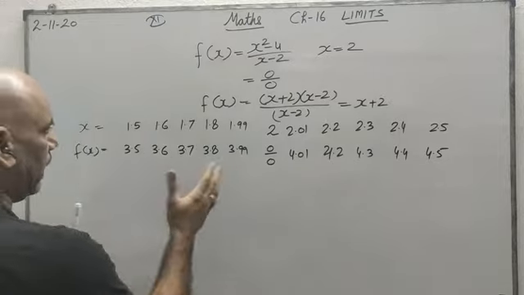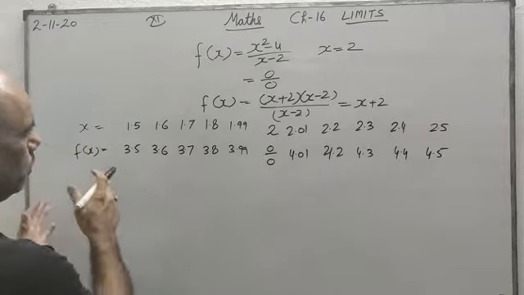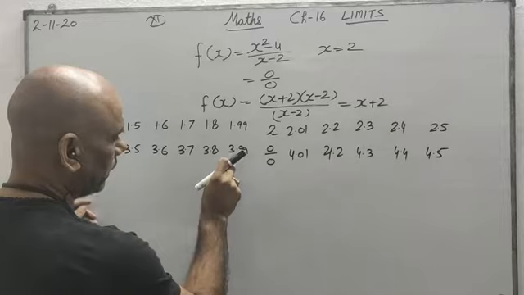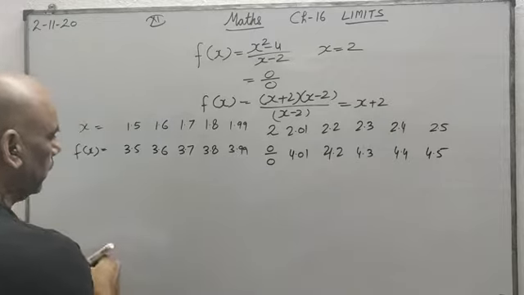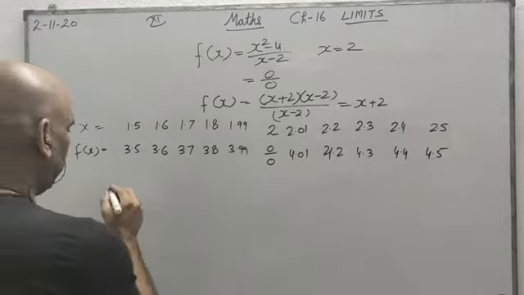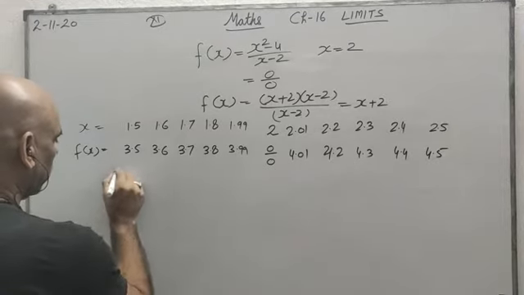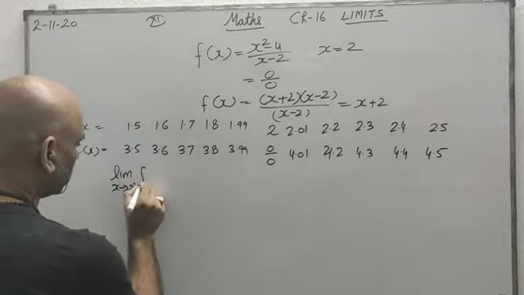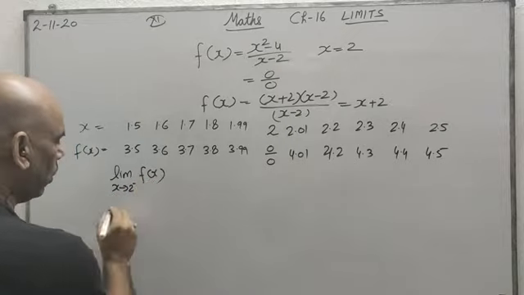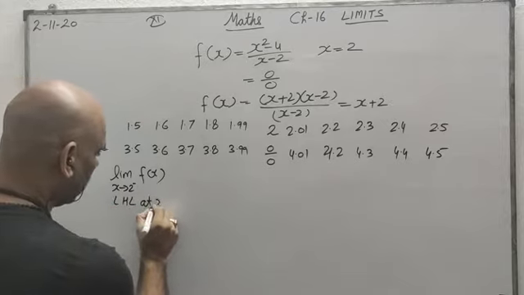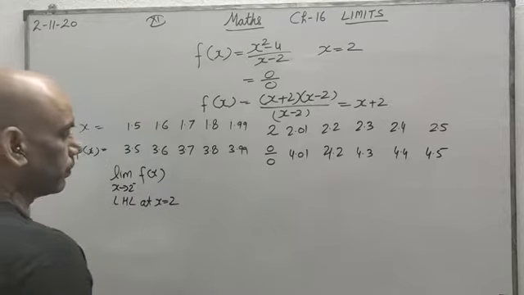So on the left hand side, when the value of x is increasing and the value of f(x) is coming closer to 4, this is known as left hand limit. And how do we represent it? We represent it as limit x tends to 2 minus f(x), or we can call it LHL, left hand limit at x is equal to 2.